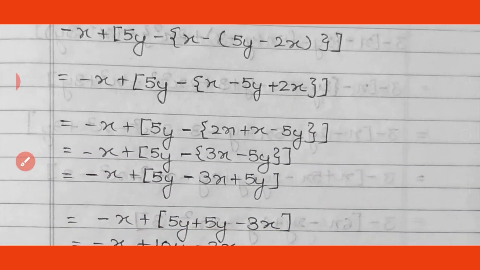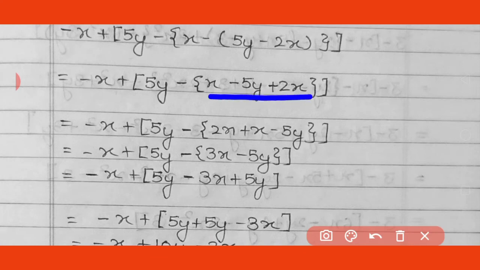Next, firstly we have to put together the like terms, as I have written here, 2x plus x minus 5y. So it became 3x minus 5y. Now the curly bracket will open and the outside minus sign is there. It means the inside signs will be changed. Plus 3x changes into minus 3x and minus 5y changes into plus 5y.